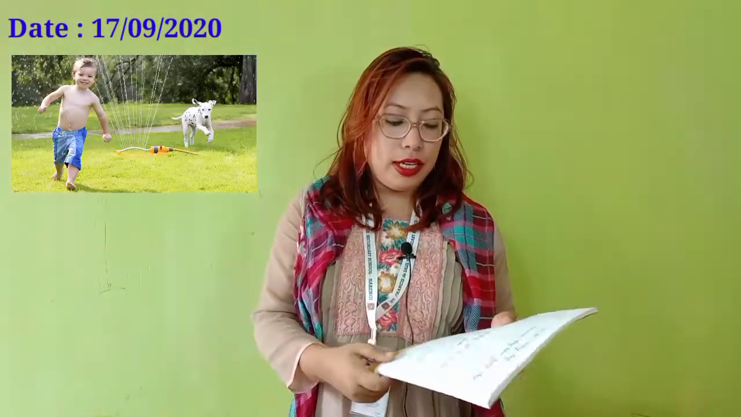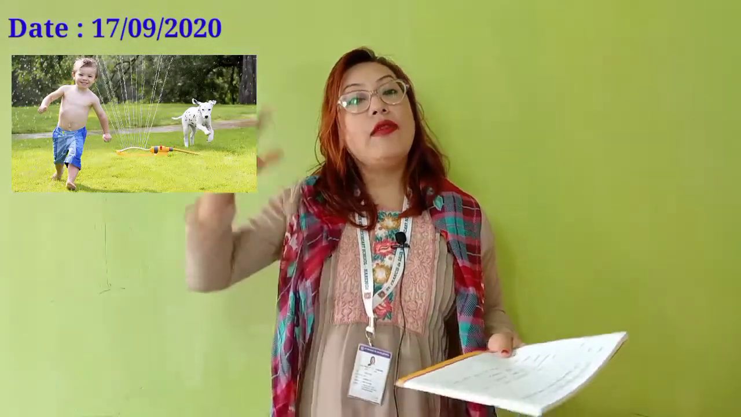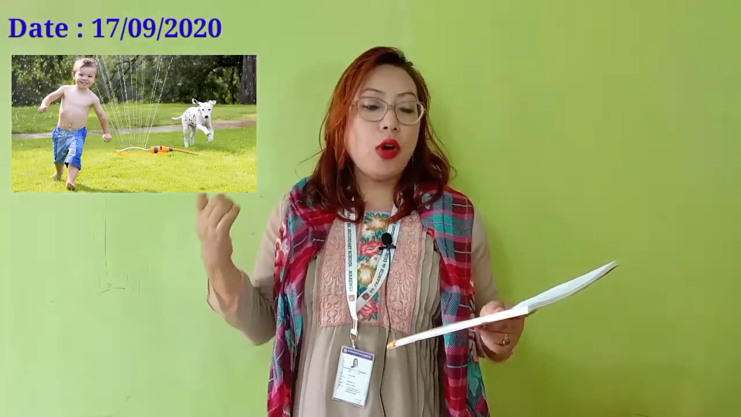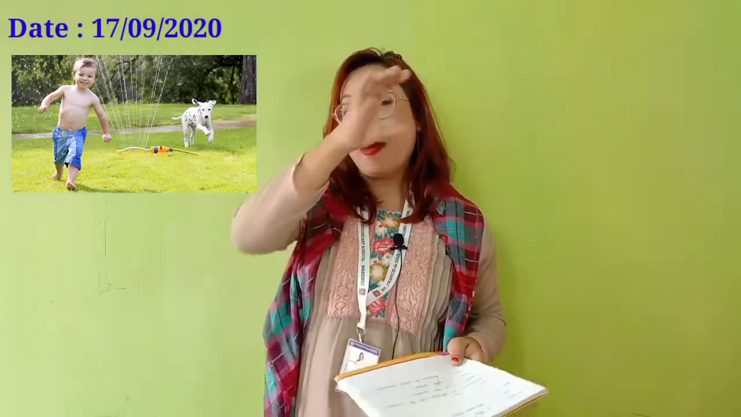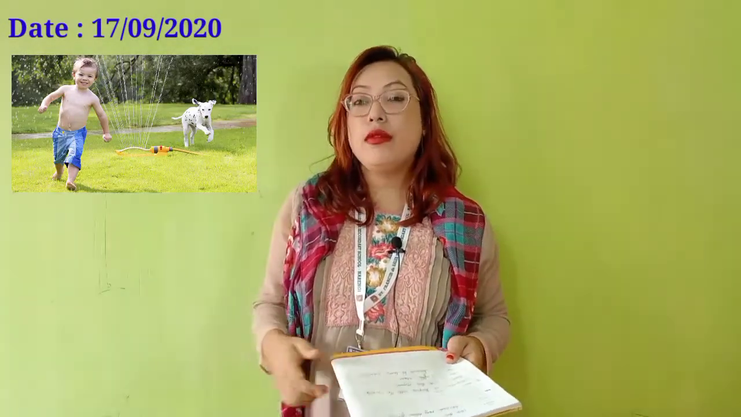What is the boy doing? Is playing with the puppy. Where? In the garden. When? After school. Why? Because he loves animals. So when you join this: the boy is playing with the puppy in the garden after school because he loves animals. A proper sentence is being framed, right?